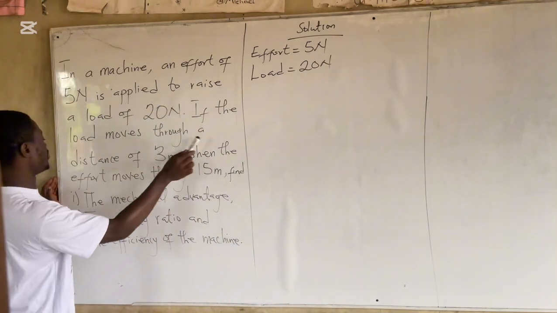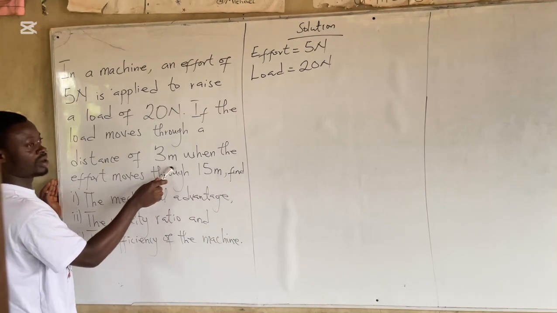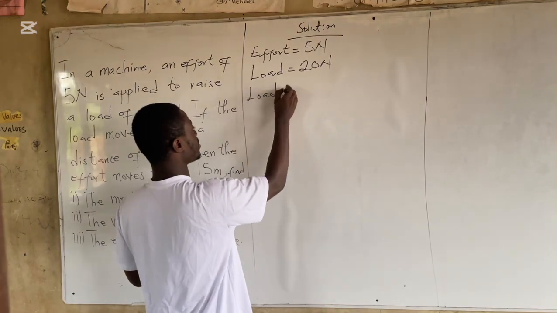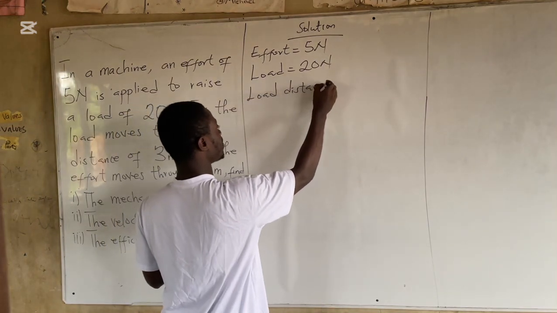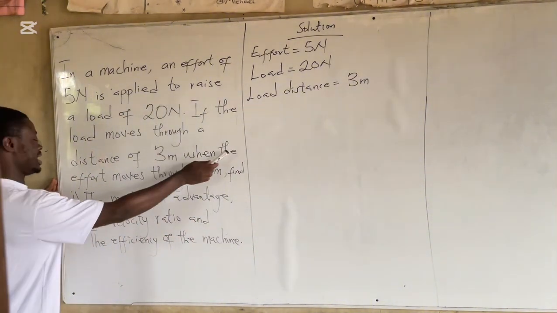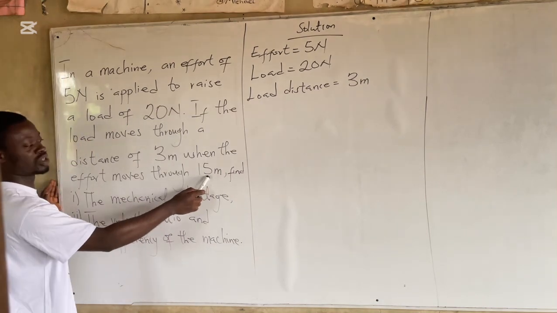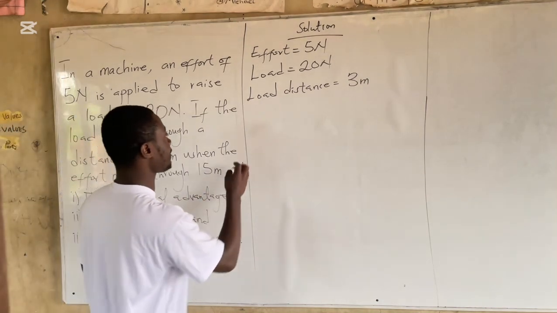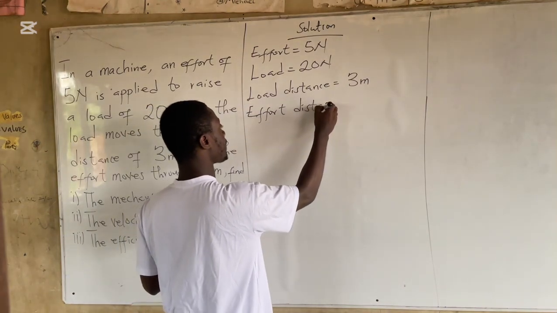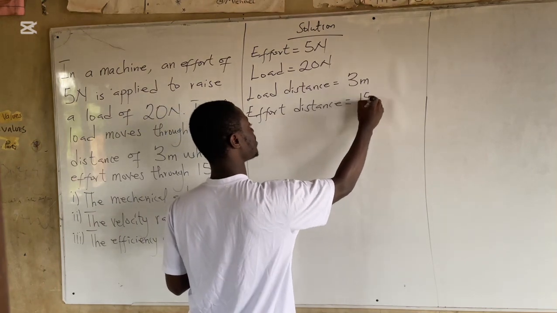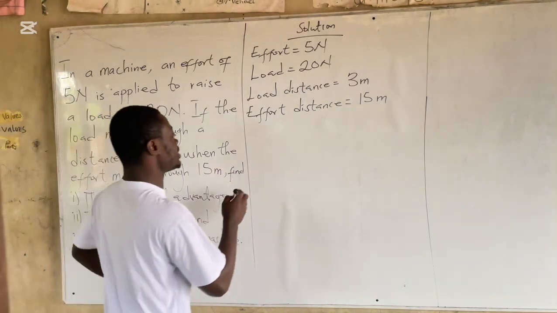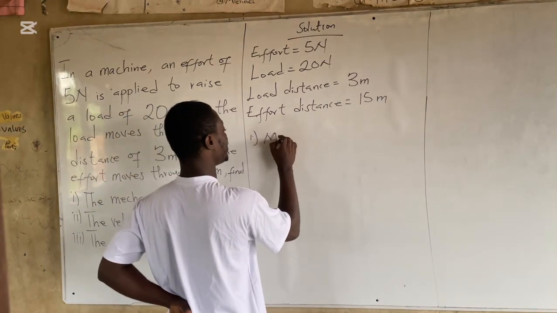Let's continue. If the load moves through a distance of 3 meters, so this one becomes the load distance. So load distance equals 3 meters. When the effort moves through 15 meters, so this also becomes the effort distance, equals 15 meters. Okay. Find I, the mechanical advantage. So I, mechanical advantage.